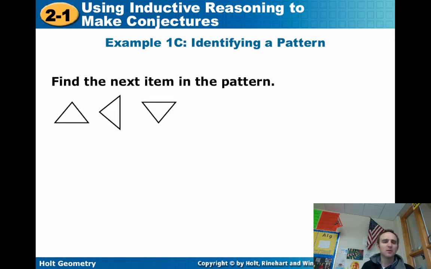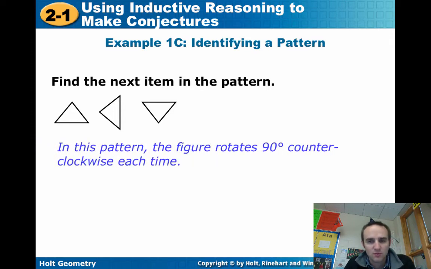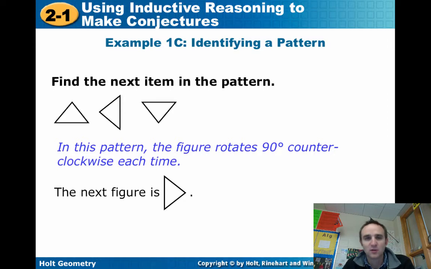Think about this one. What are we doing to this one every time? What should the next figure look like? We're rotating it here. So we're rotating it counterclockwise, which would be this way. We're rotating counterclockwise. So we rotate it one more time, and we've got the point pointing off to the right. And I think I'm in a mirror, so I think it goes that way. But our figure is going to the right there.